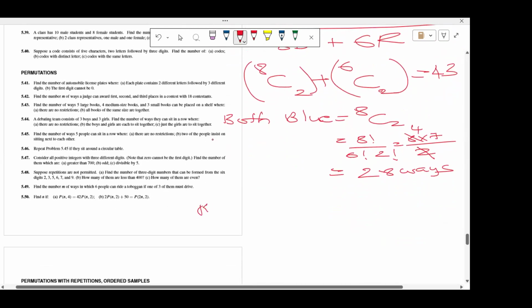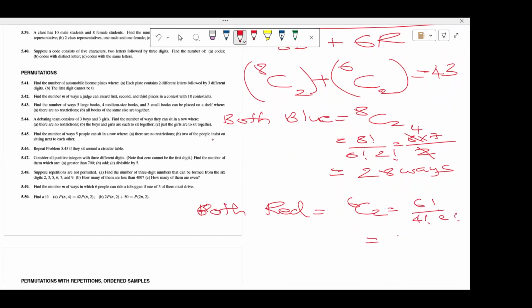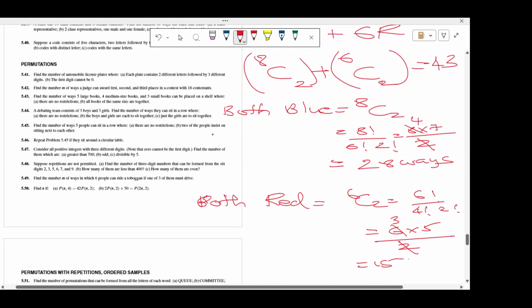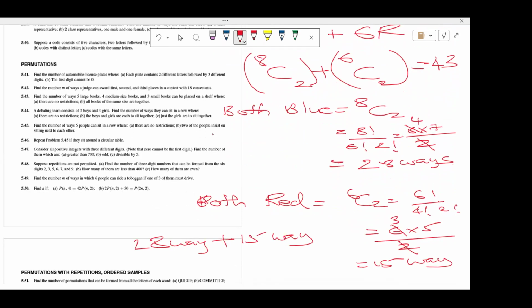Similarly, both are red color socks, in the sense 6C2. So it is equal to 6 factorial over 4 factorial into 2 factorial. So 6 into 5 into 4 factorial over 4 factorial, 2 factorial. If we cut down, 3 into 5, 15 ways. So altogether 28 ways I can select both blue color socks, and 15 ways I can select both red color socks. The sum of 28 plus 15, altogether 43 ways we are selecting two socks of the same color, right?